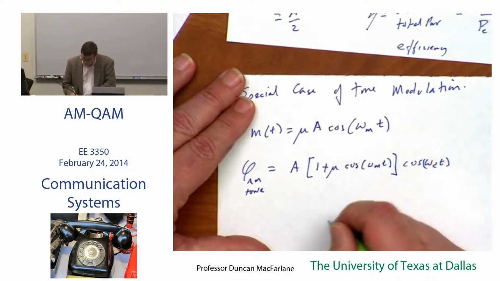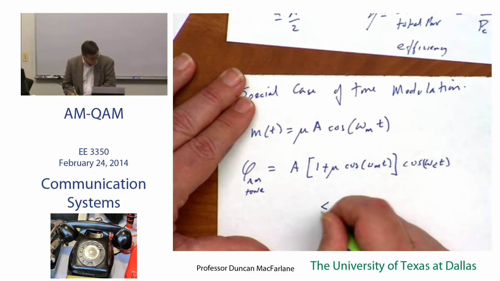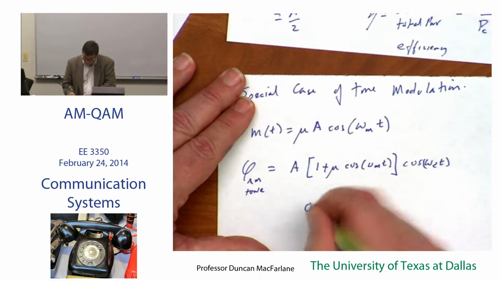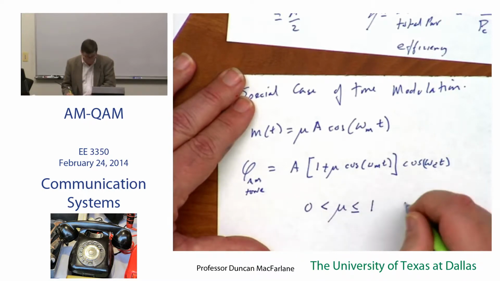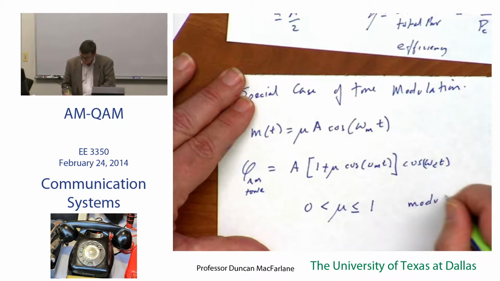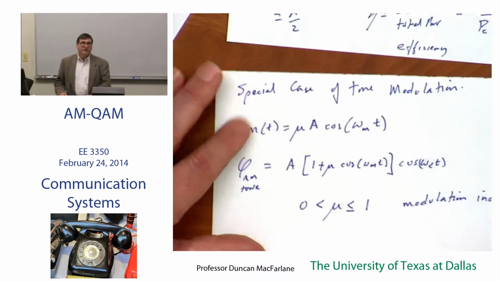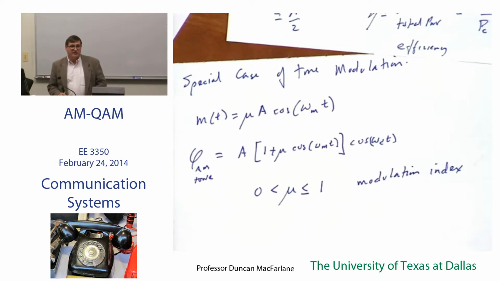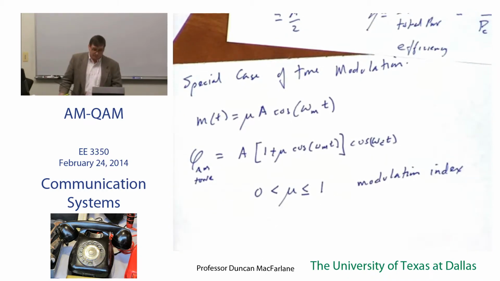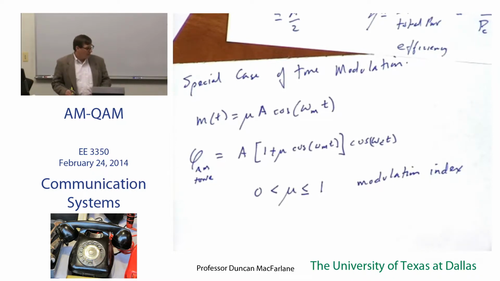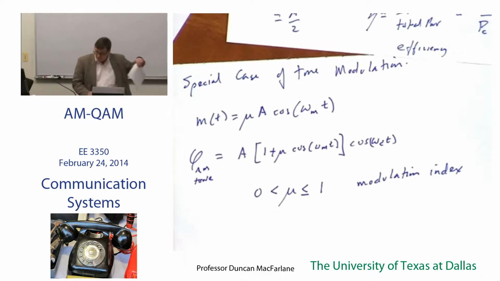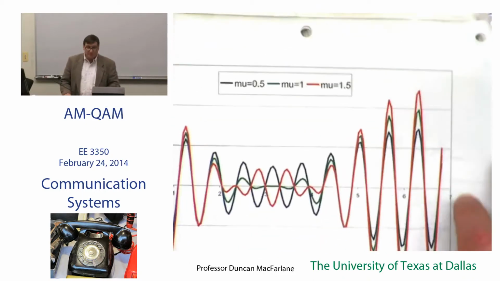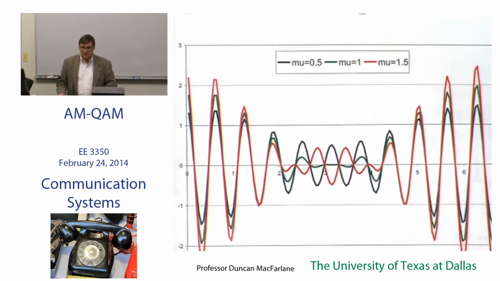So mu, for good operation, and if you need a name for this, we can call it the modulation index. Mu should be between 0 and 1 for good operation. And let me show you why. This plot is on my webpage.